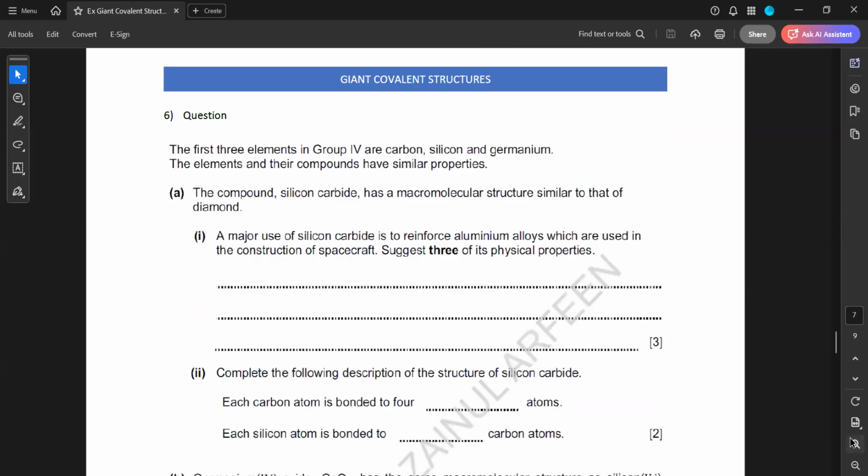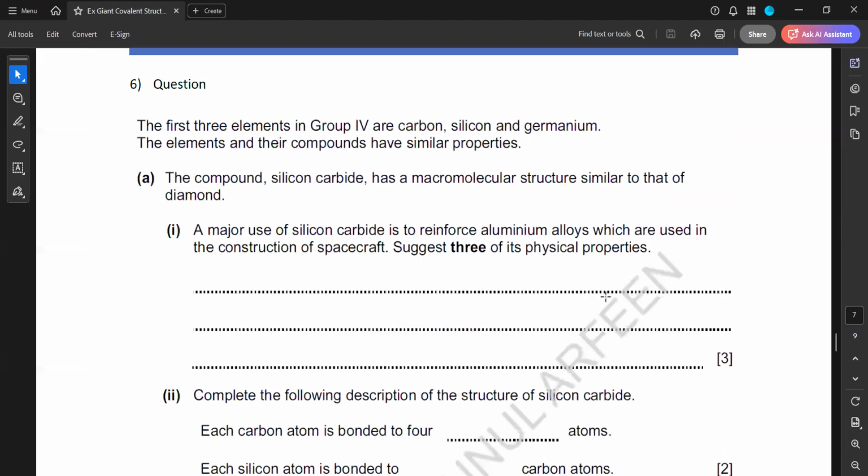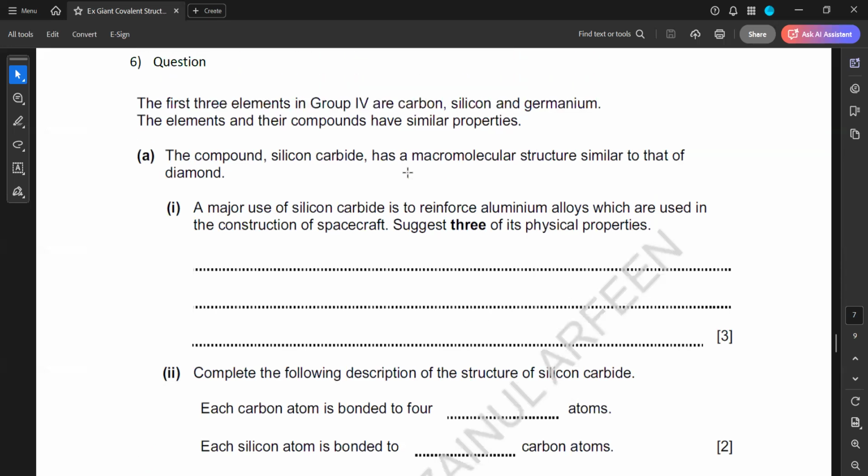Question 6. Any doubts? Yes, sir. Can you explain? Okay. In question 6, the first 3 elements of group 4 are carbon, silicon, and germanium, and they all have similar structure. The elements and their compounds have similar properties. The compound silicon carbide has a macromolecular structure similar to that of diamond. When silicon combines with carbon, we call that silicon carbide, and it has the same structure as diamond. A major use of silicon carbide is to reinforce aluminum alloy, which is used in the construction of spacecraft, like airplanes or spacecraft. Aluminum alloy is reinforced by silicon carbide.